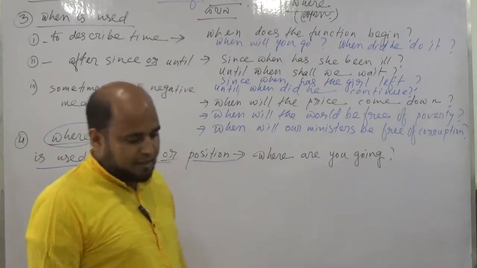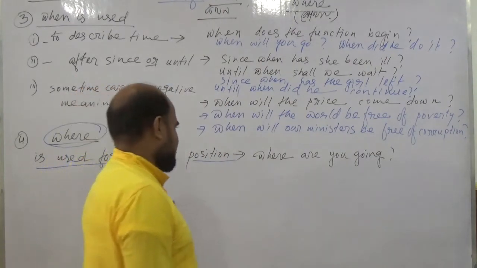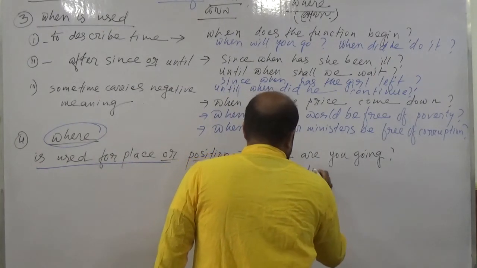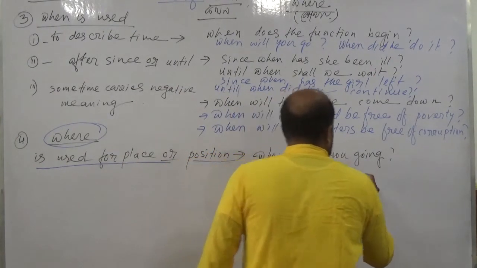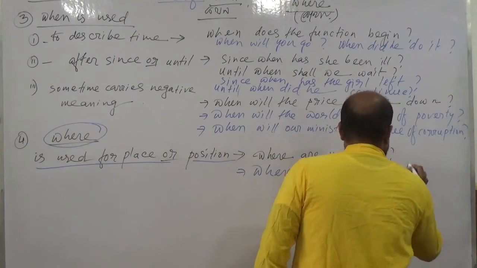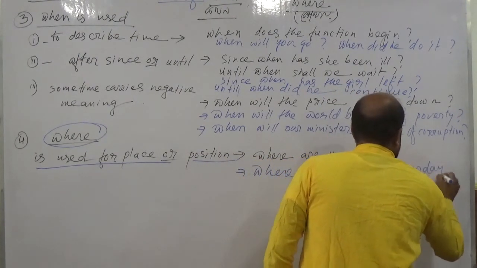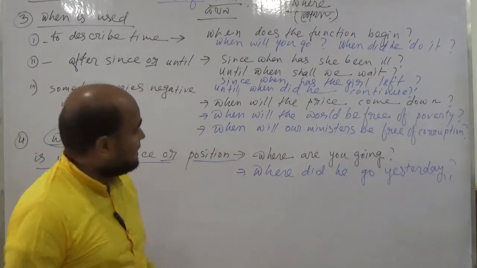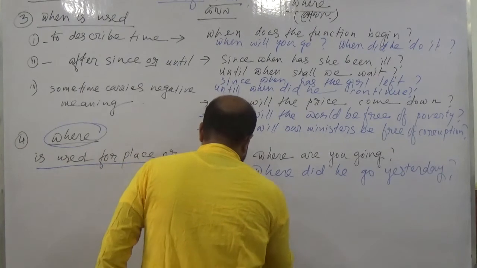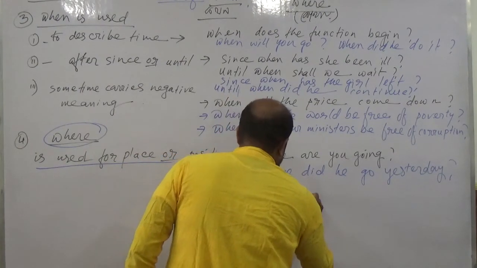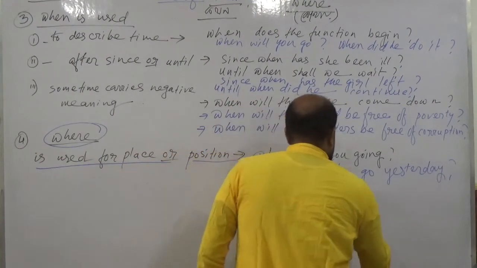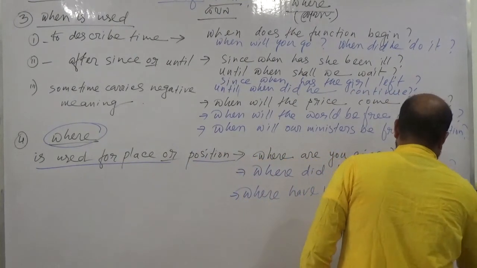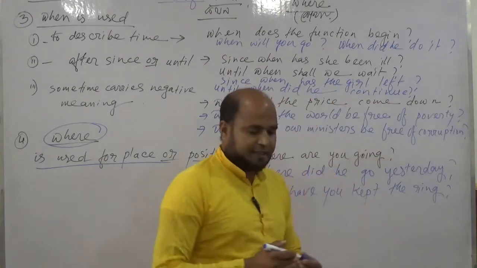Suppose, where did you go yesterday? Another sentence. Where did he go yesterday? Or where have you kept the ring? Where have you kept the ring?